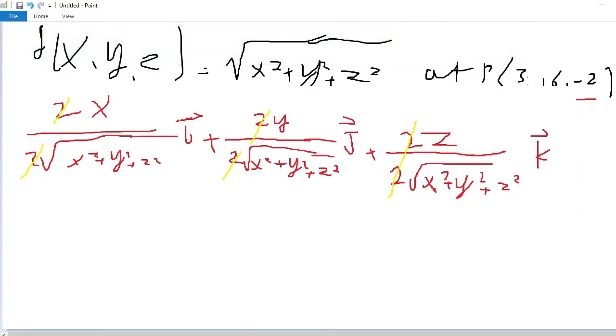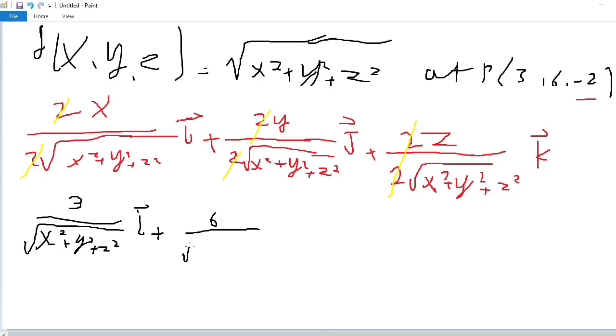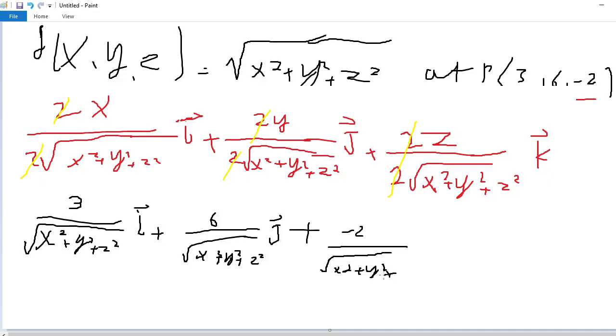So from here, x is going to be 3. So I'm going to write 3 over the square root of x square plus y square plus z square, i. Then y is going to be 6, so plus 6 over the square root of x square plus y square plus z square, j. Then plus negative 2 over the square root of x square plus y square plus z square, times k.